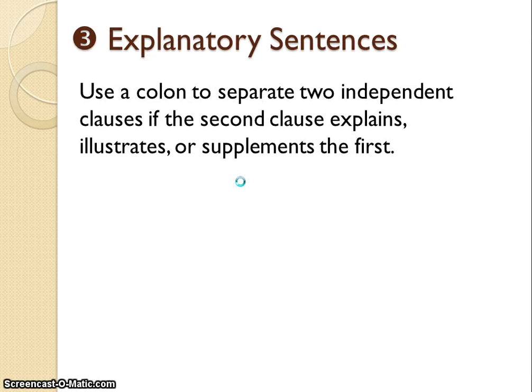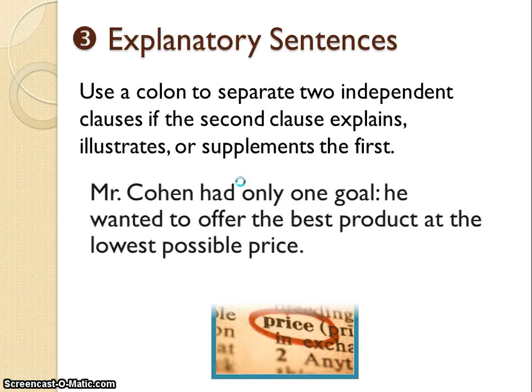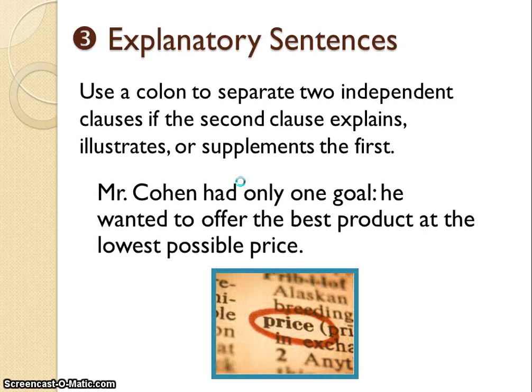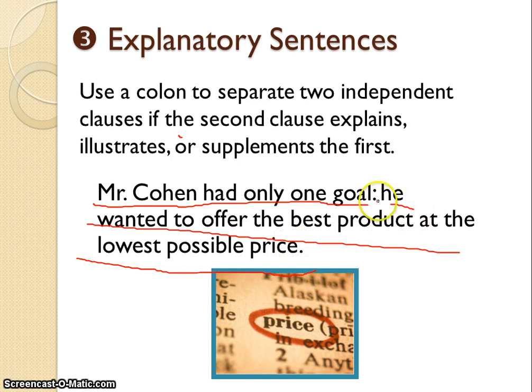Okay, for explanatory sentences, we use a colon to separate 2 independent clauses if the second explains the first, or explains, illustrates, or supplements. Mr. Cohen had only one goal. He wanted to offer the best product at the lowest possible price. Okay, so these are 2 independent clauses here. Mr. Cohen had only one goal, and he wanted to offer the best product at the lowest possible price is our other one. This one is explaining his goal here. His goal, and this is the explanation of it. So we use a colon here.